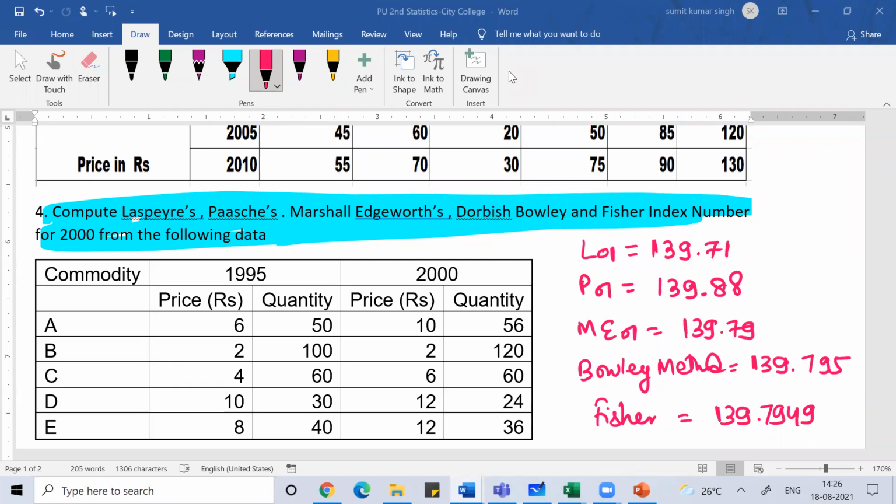So this will be the answer for this problem. We just need to follow the formulas which I just now mentioned: the formula for Laspeyres, Paasche, or Marshall-Edgeworth, or Dorbish-Bowley, or Fisher ideal index number. Follow that formula, you'll get the answer very easily. Anyone want to ask any question before I conclude today's class?